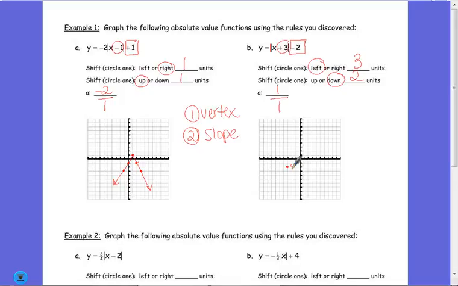This time our slope is a positive 1 over 1. So we're going to go up 1 and right 1. Up 1, right 1, up 1, right 1. But remember, we need 2 sides to our V. Go back to the vertex. Up 1 again, left 1. Up 1, left 1. And then draw your nice, pretty V with straight lines and a nice point at the bottom.